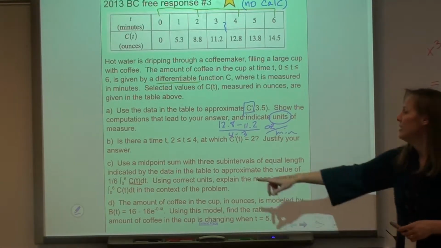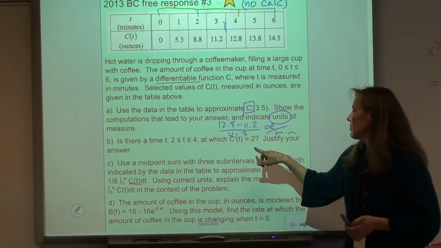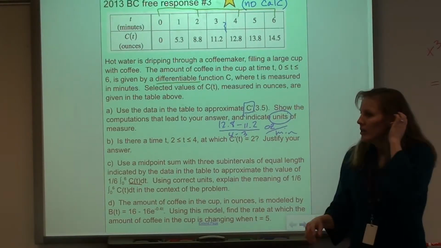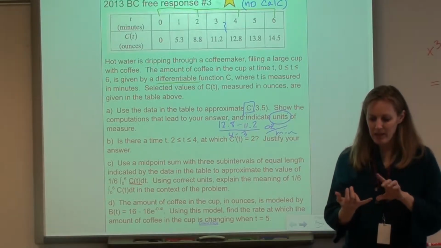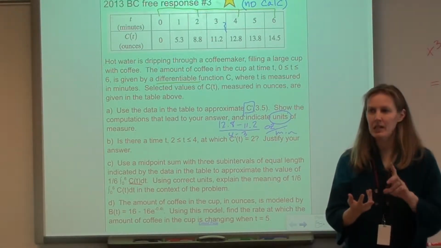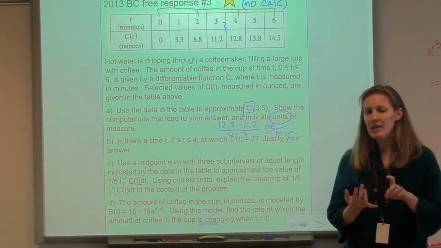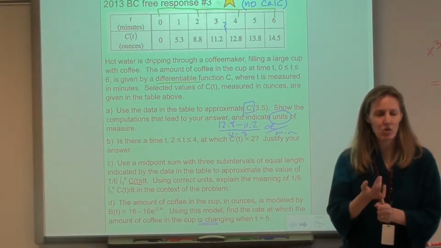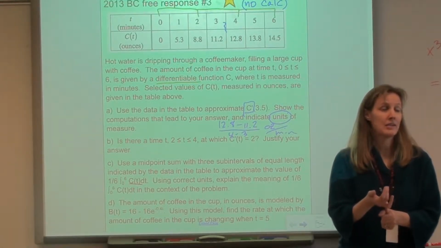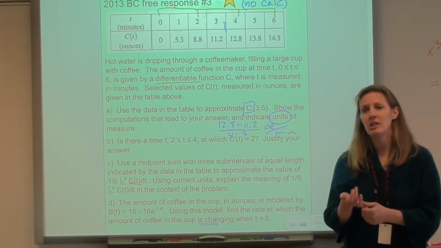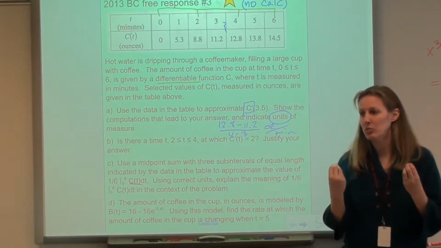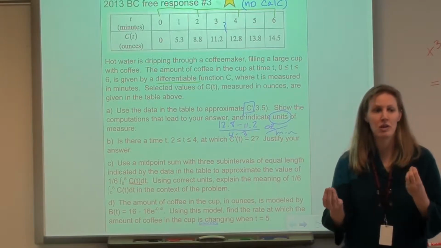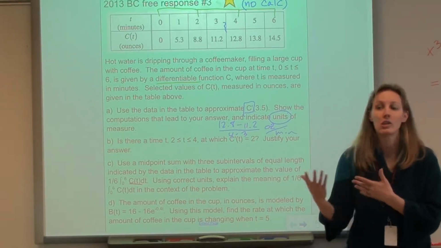All right. Is there a time from 2 to 4 at which C prime equals 2? Quick review on theorems. You have EVT, IVT, and MVT. EVT, extreme value theorem, says that any function that's continuous on a closed interval has to have an absolute max and an absolute min. That's extreme. It has to have extremes, right? That's why it's called the extreme value theorem.